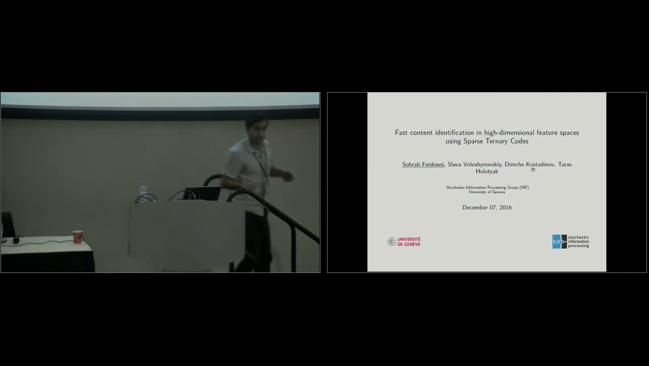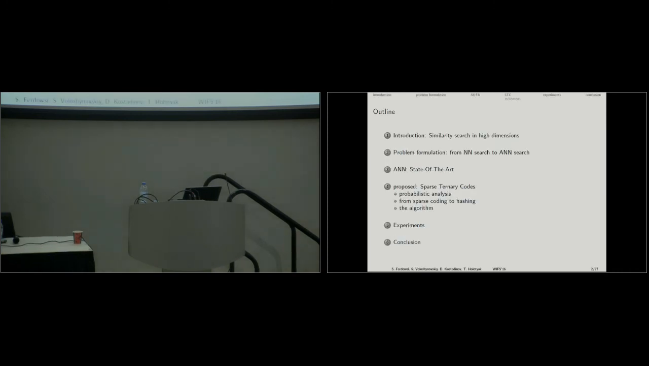So thank you very much. I'm happy to be the last presenter of this conference. The topic is basically fast search in high-dimensional and large-scale databases. After an introduction and formulation, I will very briefly talk about what is happening in the state of the art and the method we propose called sparse ternary codes, from two viewpoints, a probabilistic viewpoint and a signal approximation viewpoint, and then experiments and conclusions.